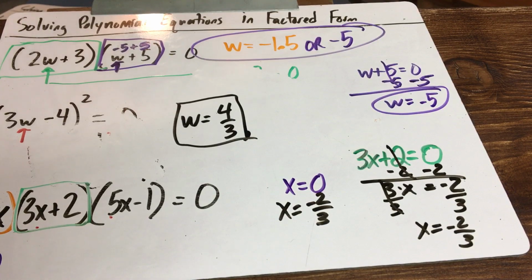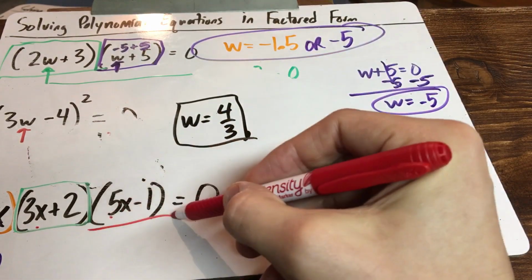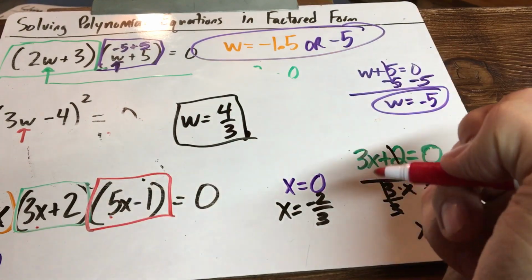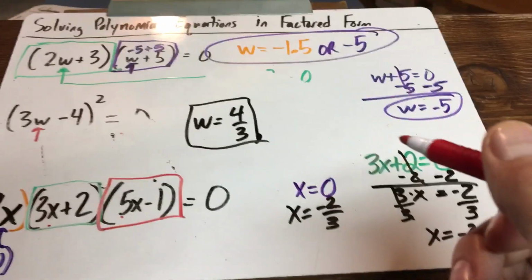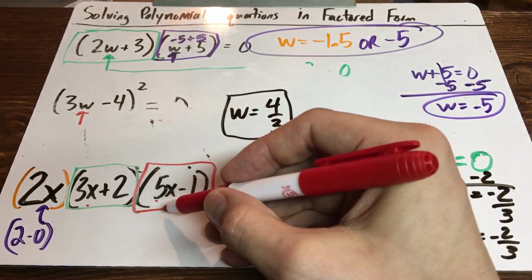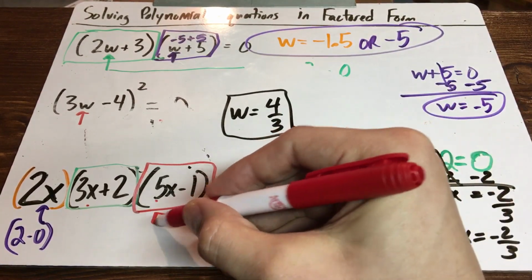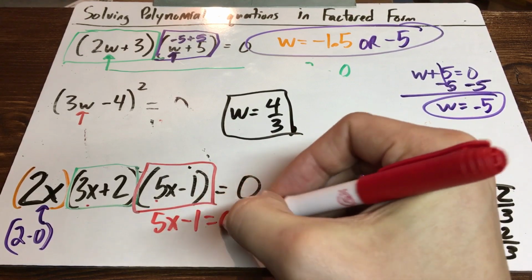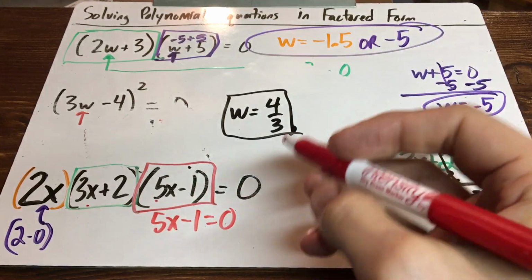I've got one more little 2-step problem to work out. I'll put this one in red right here. 5x minus 1 equals 0. What number would the x equal to give me an answer of 0 for this parentheses? Oh boy, I don't have a lot of room. I'm just going to do it right here. I want to figure out what's going to make that statement equal 0.